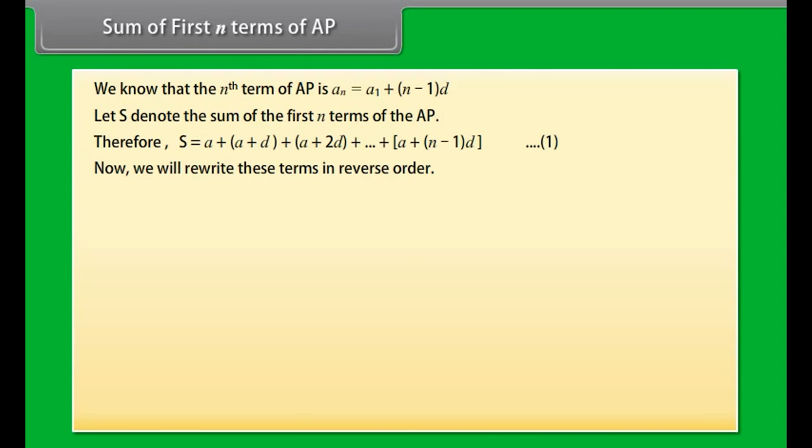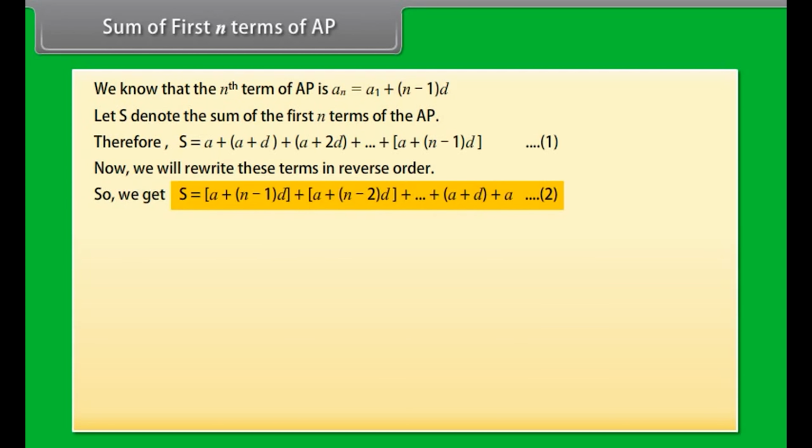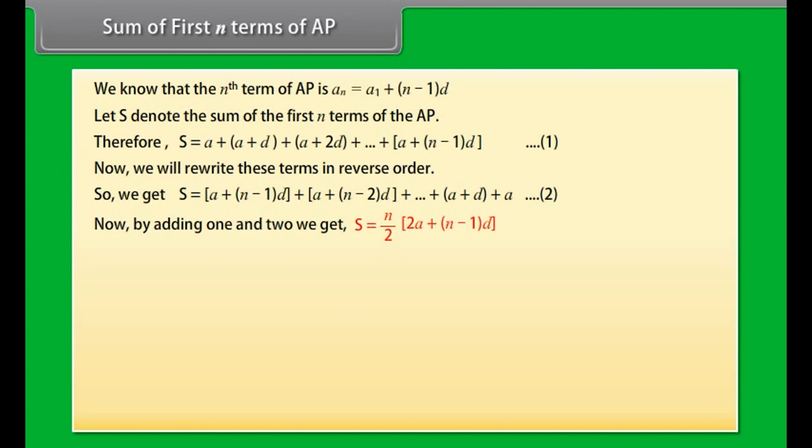Now we will rewrite these terms in reverse order. So we get S is equal to A plus n minus 1 D plus A plus n minus 2 D plus and so on plus A plus D plus A. Mark it as equation 2. Now by adding equation 1 and 2 we get S is equal to n upon 2 into 2A plus n minus 1 into D. This is the sum of first n terms of AP.